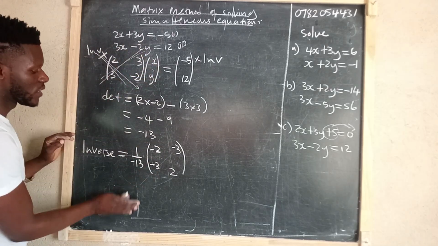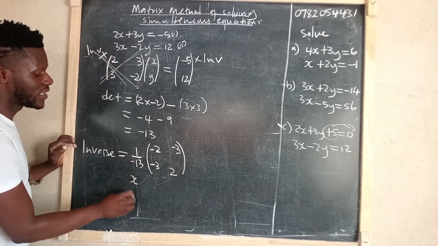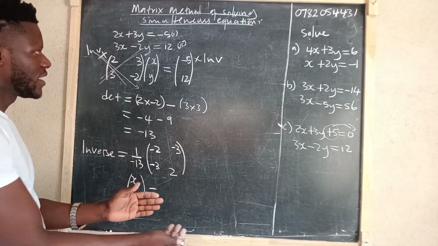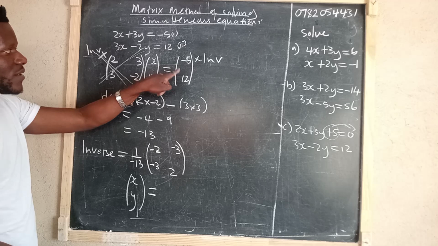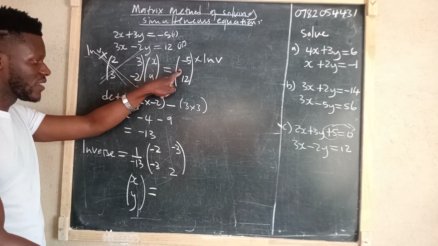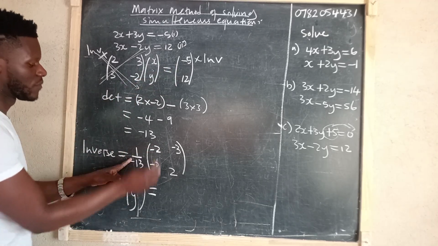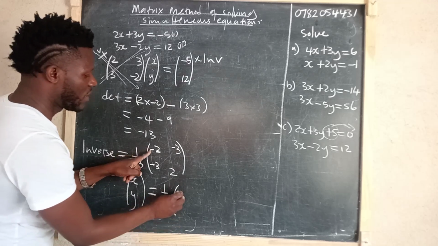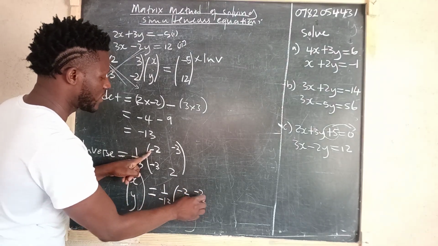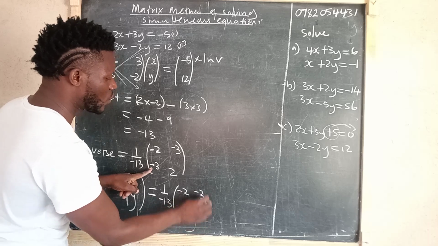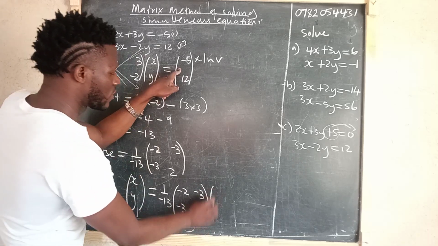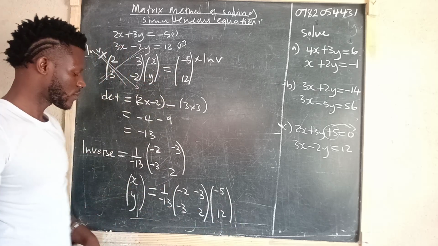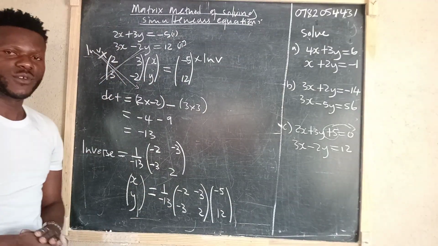Then you remain with the matrix of unknown terms, that is x, y, is equal to. On the other side, instead of starting by writing down the matrix of constant values, start with this inverse. That is 1 over -13 multiplied by -2, -3, -3, 2. Then you bring down this one, -5, 12. It's a shortcut that I used there.